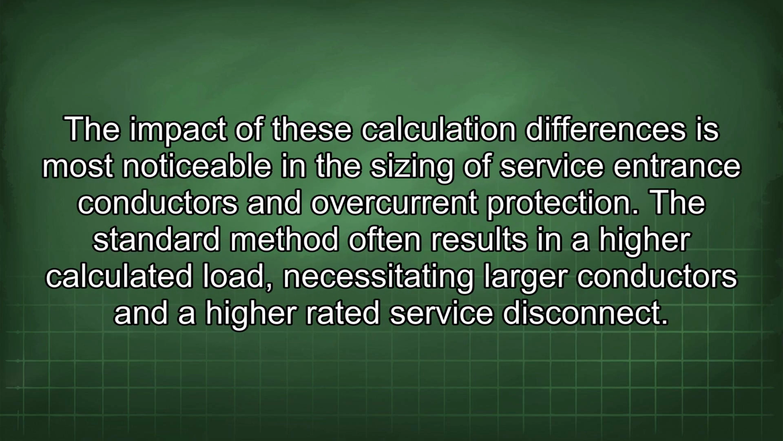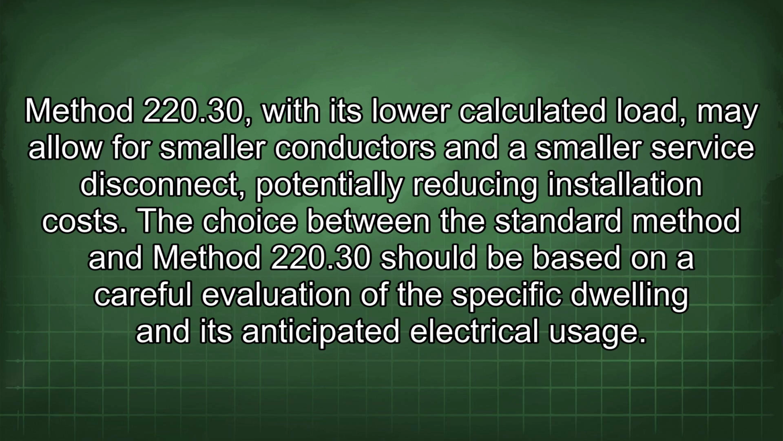The impact of these calculation differences is most noticeable in the sizing of service entrance conductors and overcurrent protection. The standard method often results in a higher calculated load, necessitating larger conductors and a higher rated service disconnect. Method 220.30, with its lower calculated load, may allow for smaller conductors and a smaller service disconnect, potentially reducing installation costs. The choice between the standard method and method 220.30 should be based on a careful evaluation of the specific dwelling and its anticipated electrical usage.